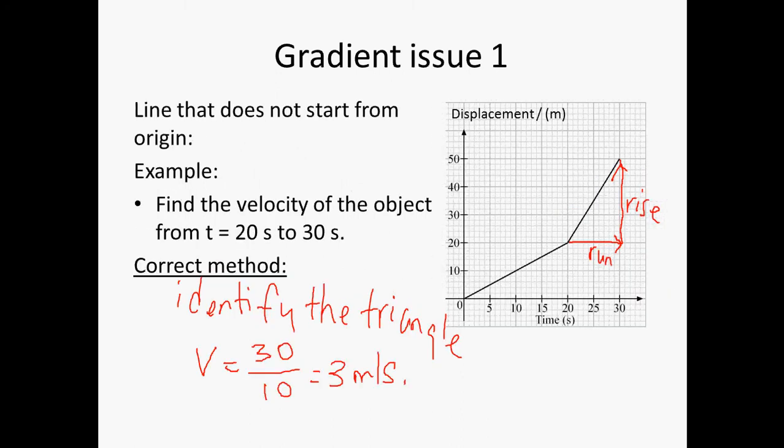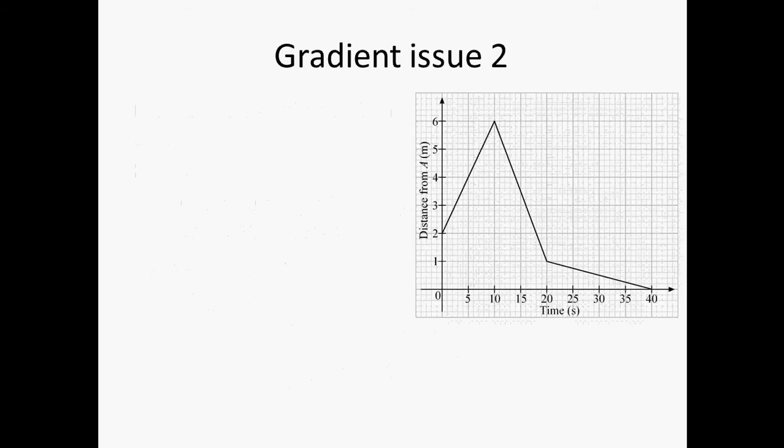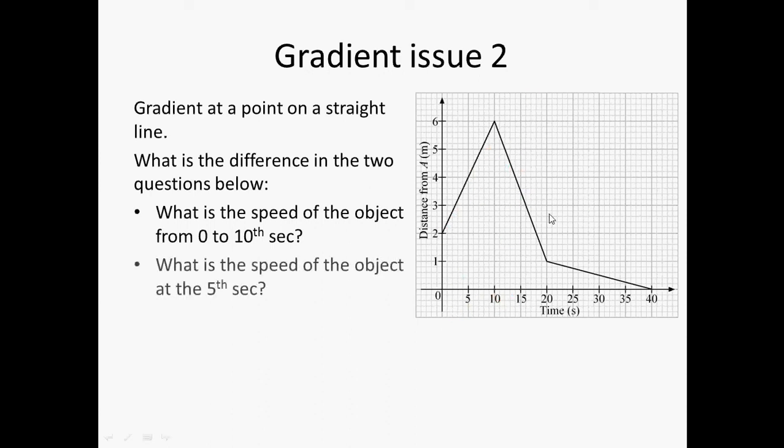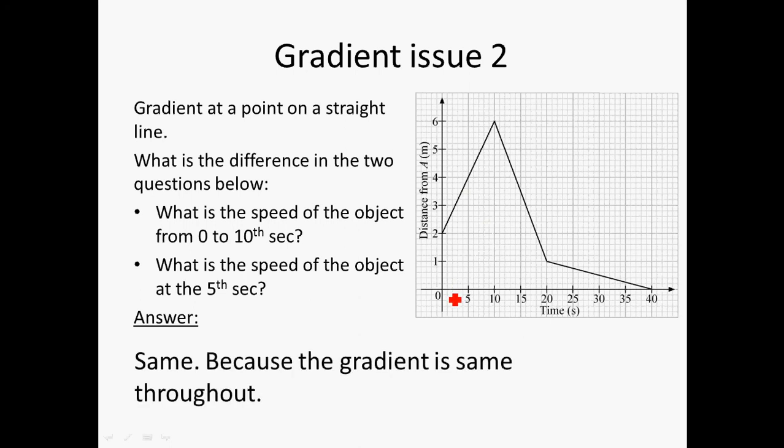So let's go to the second issue. Now look at this question. What is the difference between these two questions? What is the speed of the object between 0 to 10 seconds of the journey, and the other one, what's the speed of the object at the 5 second mark? Actually, the answer is they are the same because the gradient is the same throughout.